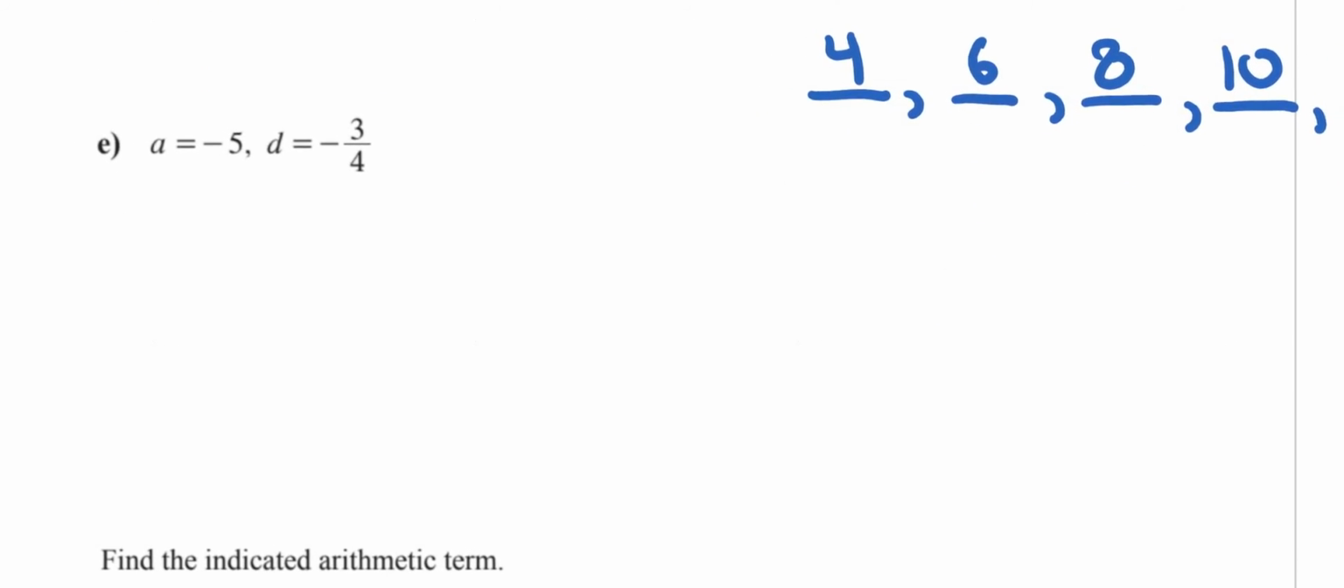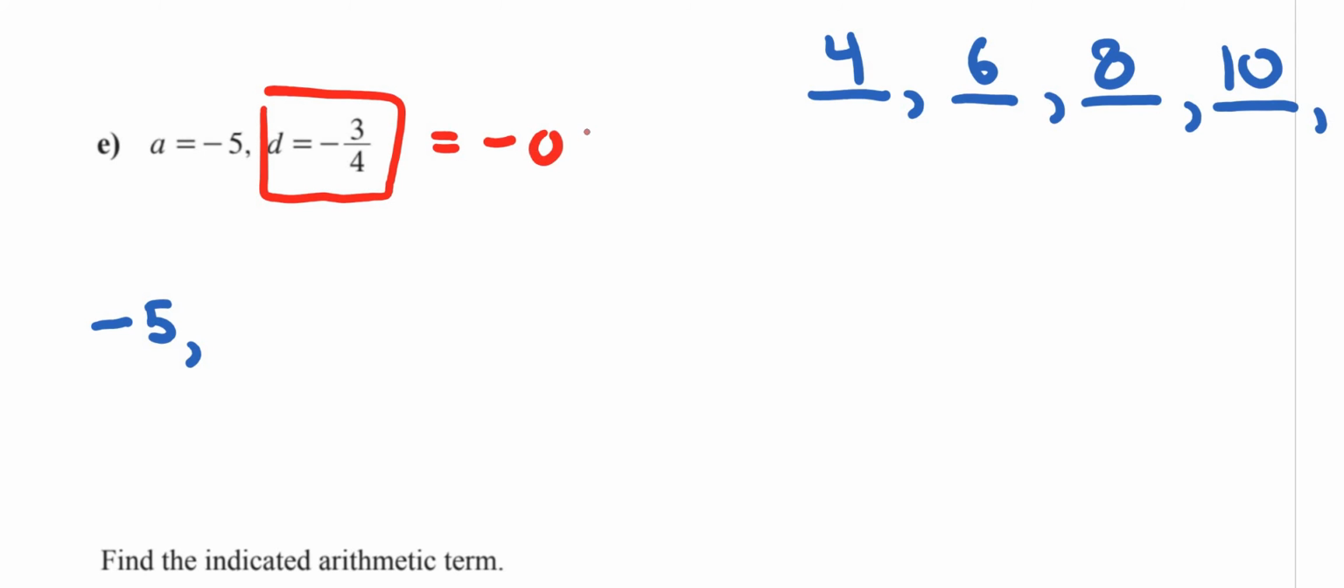My first term is going to be -5, and my common difference is -3 over 4. Before I do this particular problem, I'm just going to change this to a decimal number. So this would be -0.75. You don't have to do this, but if you write it as -0.75, you can kind of crunch the numbers in your head. So the second number is going to be -5.75. We're pretty much subtracting 75 cents each time.